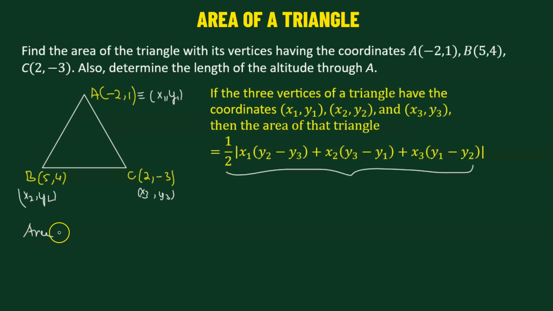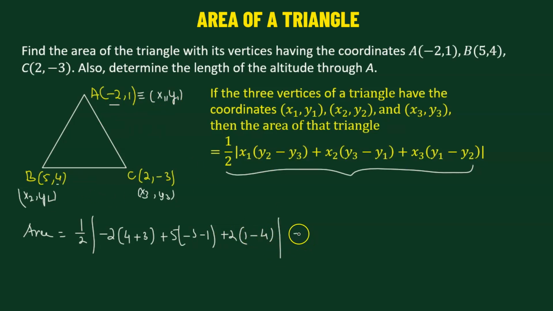So the area is going to be half multiplied by the absolute value of, so we first need x1. x1 is -2. We have -2 multiplied by y2 minus y3. That's 4 minus -3, which means 4 plus 3. Then we need x2, which is positive 5. So we have 5 multiplied by y3 minus y1. y3 is -3 minus y1, so that's -1, plus x3. Here x3 is 2. So we have 2 multiplied by y1 minus y2. y1 here is 1 minus y2, so that's -4.